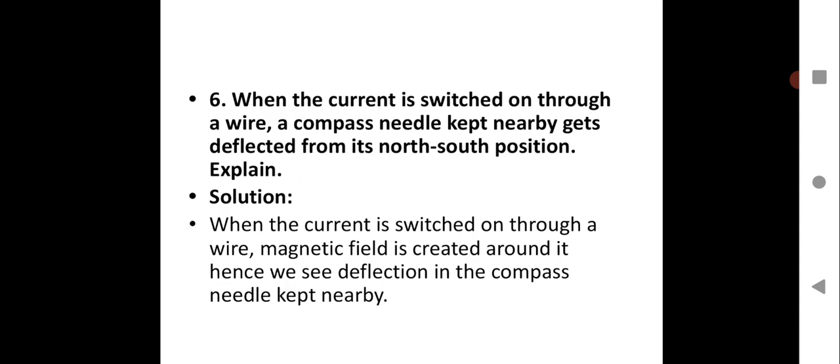When the current is switched on through a wire, a compass needle kept nearby gets deflected from its north-south position. Explain. You have to explain why it happens. So let us see why it happens. When the current is switched on through a wire, a magnetic field is created around it. Hence we see deflection in the compass needle kept nearby. So it is only because of the magnetic field which is developed that will cause deflection in the compass needle. I hope this is clear.